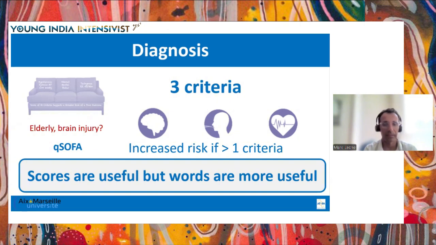So anyway, scores may be useful, and pretty much they are useful. But for me, scores are not really important. I prefer wording, and I think that words are more useful than scores. And I like my students, my residents, to describe the patient as he or she is, better than using scoring systems, which are difficult to apply and which do not systematically reflect the patient's status.